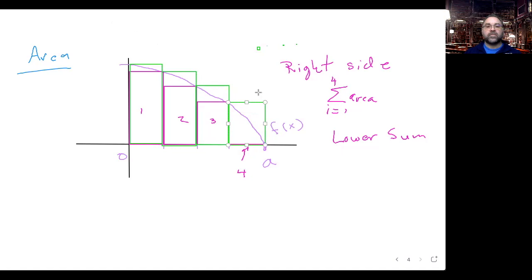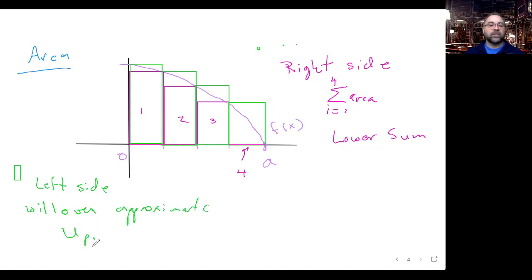There we are. And so my left side sum, the left-hand side, oops, still have the tool there. Left side, that's going to over approximate. We call that an upper sum. And so you can see that, depending on the kind of function you're dealing with, your left side and your right side could change how they either over or under approximate.